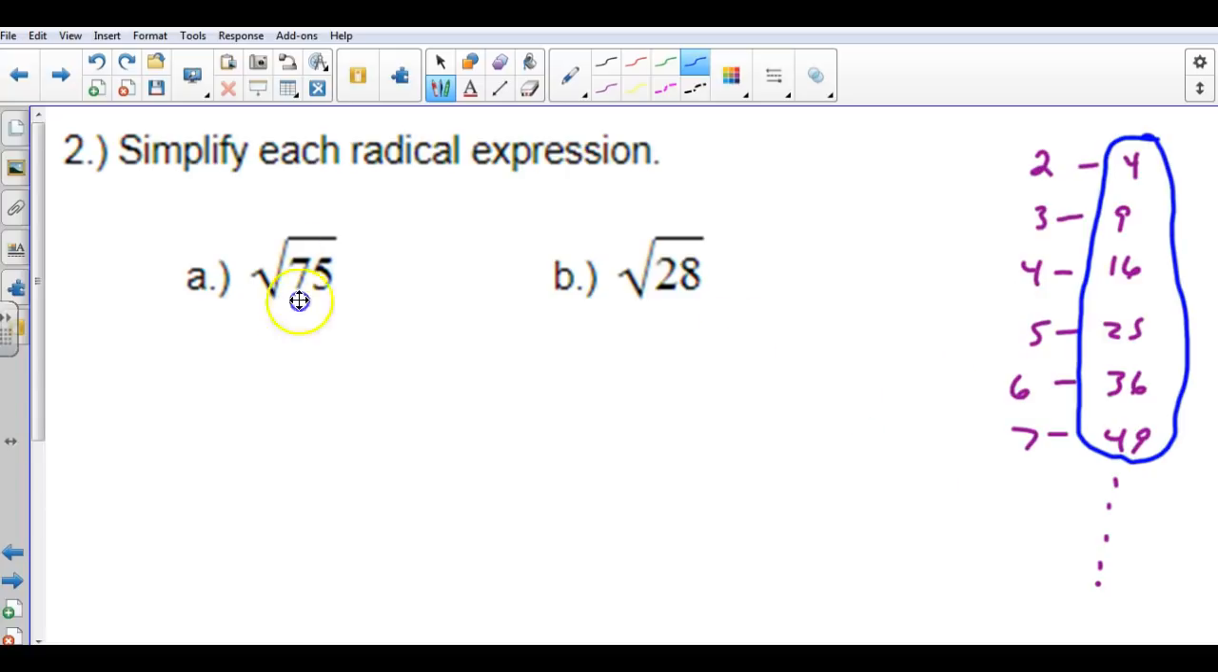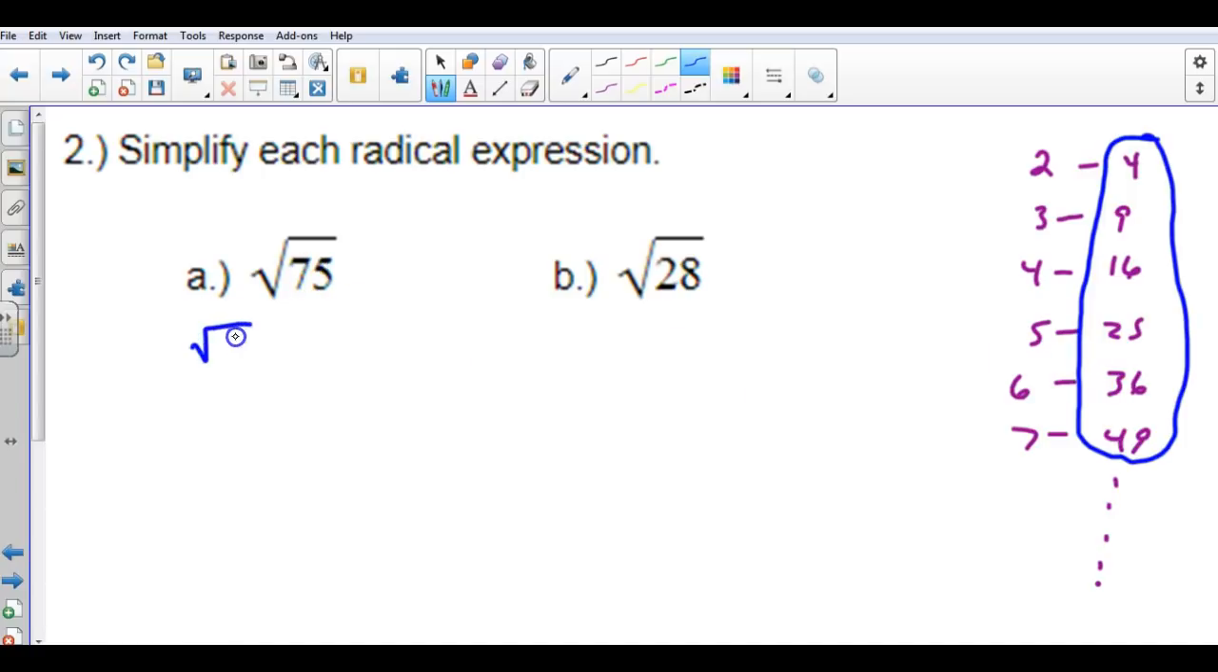So when I take a look at this expression, radical 75, I want to know the largest of these values that evenly goes into 75. So we go down this list and we say, okay, can I do 75 divided by 49 and have it come out as a nice even number? No, so then I go to the next one. Can I do 75 divided by 36? That doesn't work. And then I get to 25, and I know that 75 divided by 25 is 3.